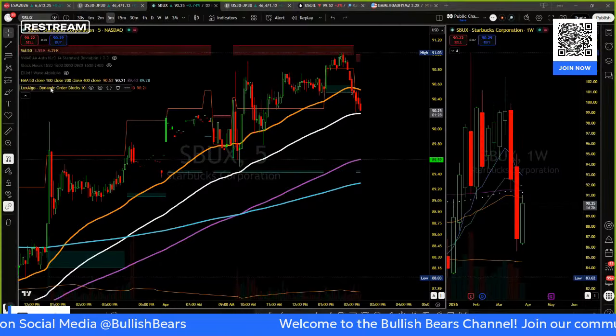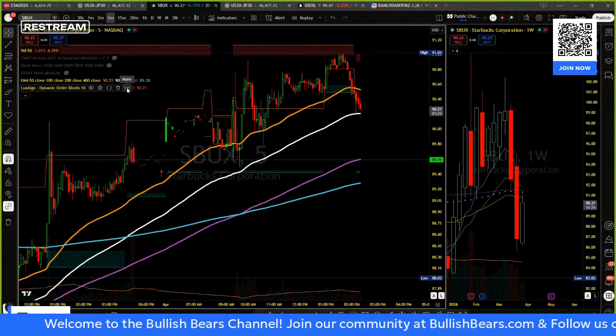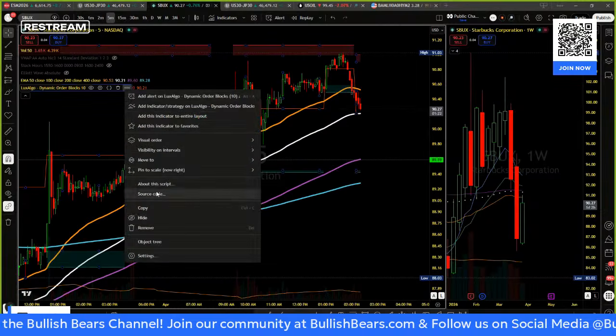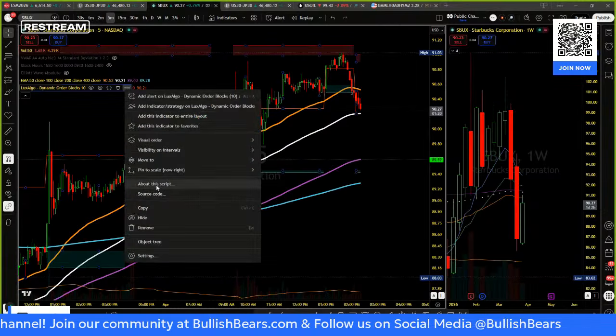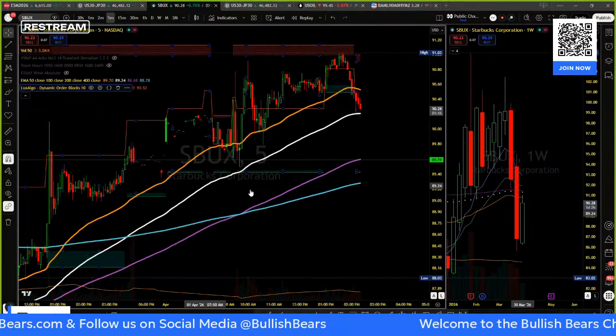That's really cool. I just put it on. I found an indicator called dynamic order blocks. Not sure if that's what you were talking about. Yeah, they've always got really cool indicators.